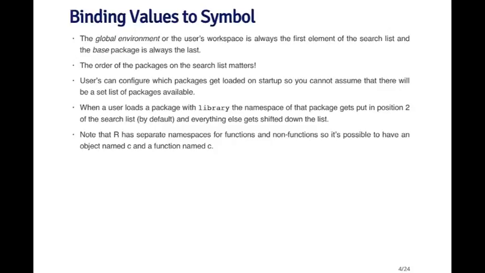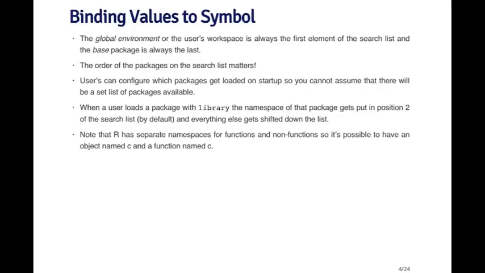As I said before, the global environment is equivalent to the user's workspace, and it's always the first element on the search list. Furthermore, the base package is always the last element on the search list. Because of the way the search process works, going down the list of packages, the order of the packages on the search list matters. Furthermore, users can configure which packages get loaded when you start up, and users can also load packages whenever they want. So you cannot assume that there's going to be a set list of packages available, or that the packages will be in any sort of order. They can be in different orders at any time, depending on what the user has decided to do in a given session.